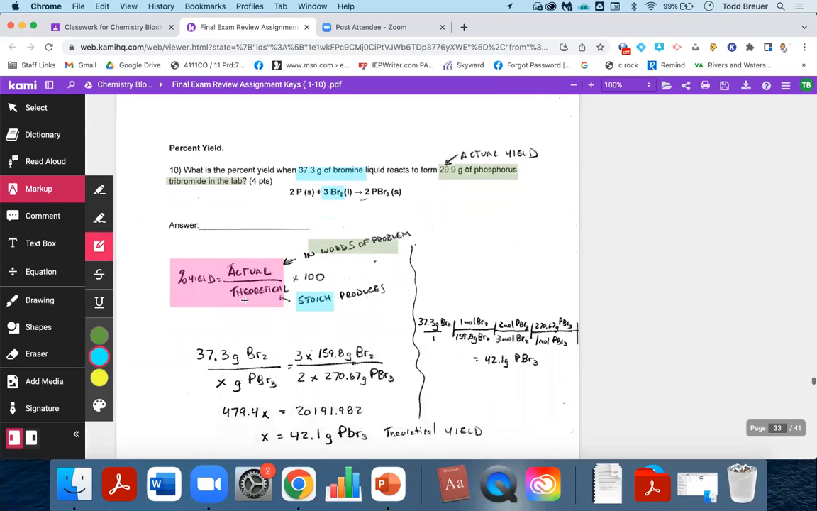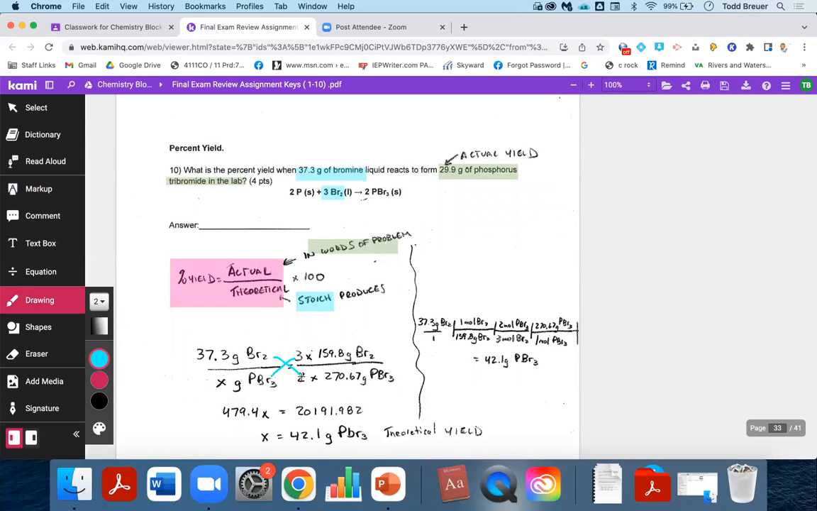We call that the theoretical amount. So we set up a Stoic problem, given over desired, bromine over PBr3. We put the quantities equal to 1 mole on the right. We factor in the mole quantity or mole ratios. We cross multiply 3 times X times 159.8, 37.3 times 2 times 270. We get an equation by doing that. We divide each side by 479 and look at what we get.